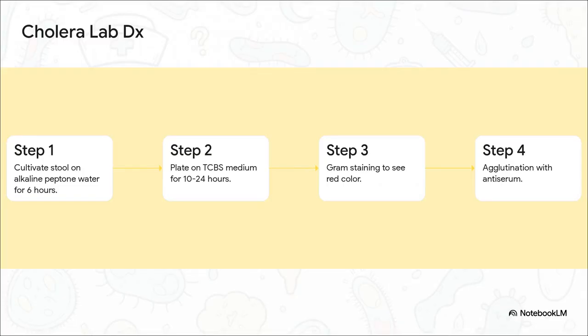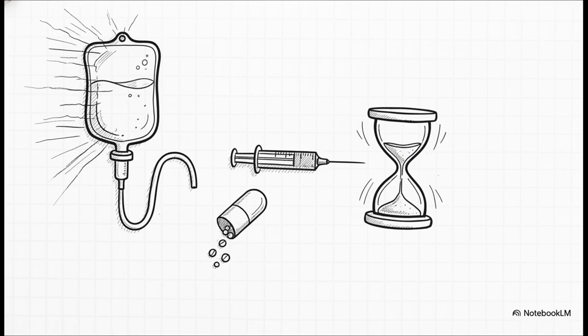When you suspect cholera, the lab diagnostics are highly specific. First, the stool is cultivated on alkaline peptone water for 6 hours and then plated onto a TCBS medium. As the nurse, you have to ensure the lab knows you suspect cholera, so they actually utilize TCBS. It's the essential medium required for Vibrio cholera to grow. After 10 to 24 hours, gram staining will reveal those distinct red gram-negative rods, which are then confirmed by agglutination with antiserum. But listen, while the lab does their 24-hour work, you are the one saving the patient right now.